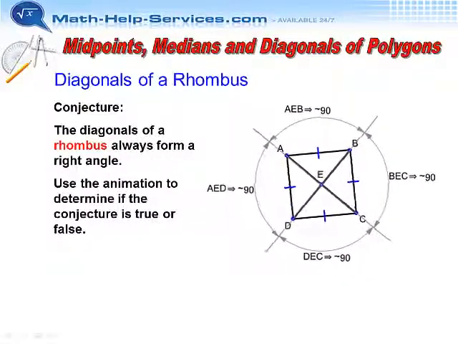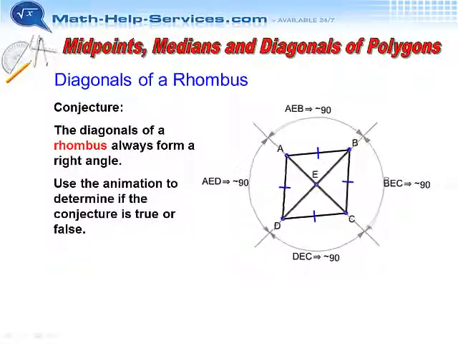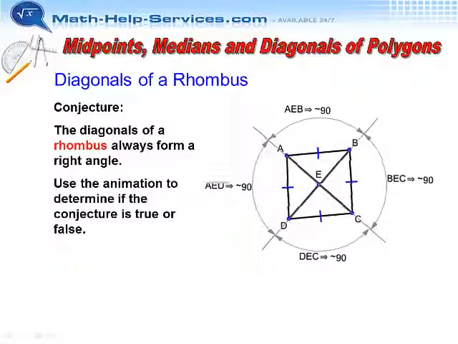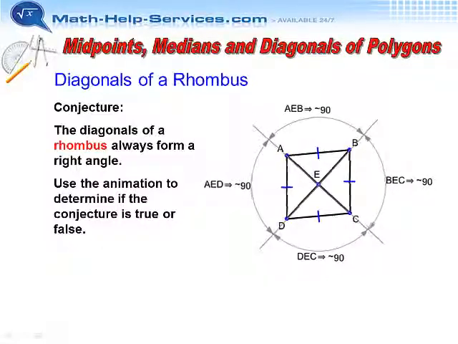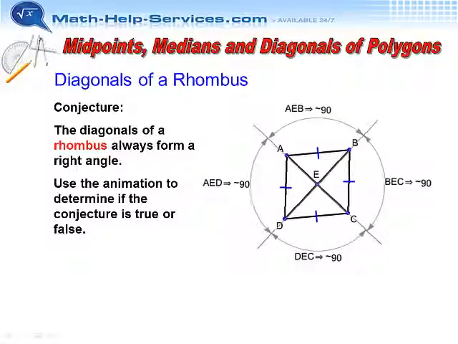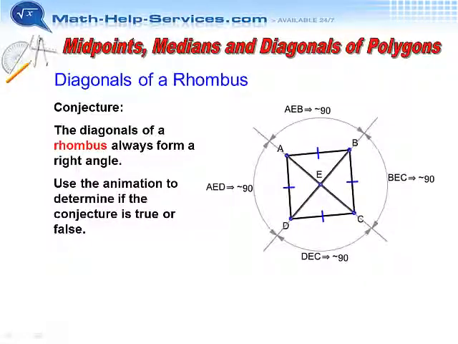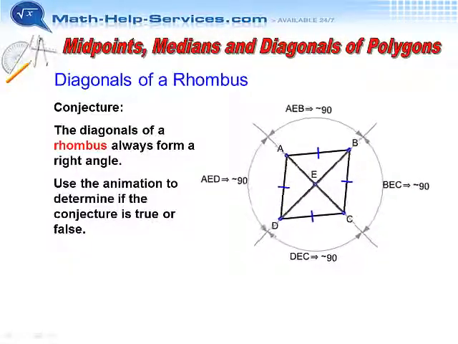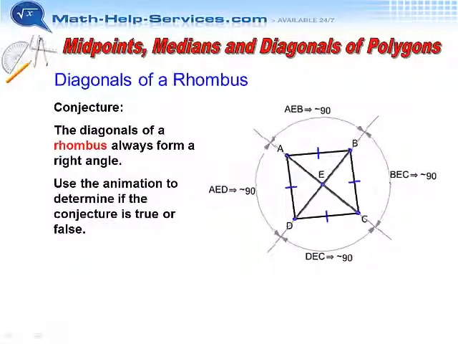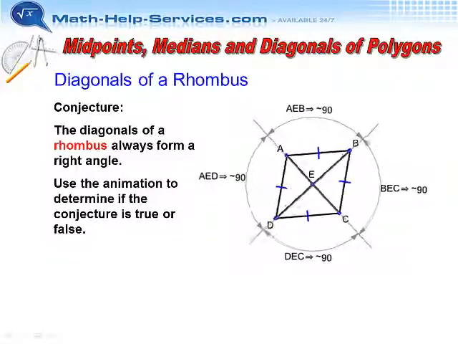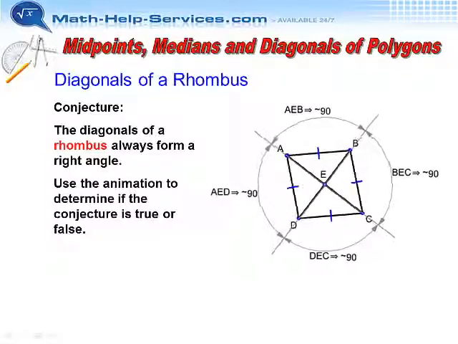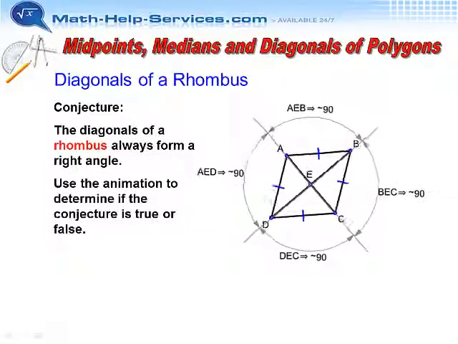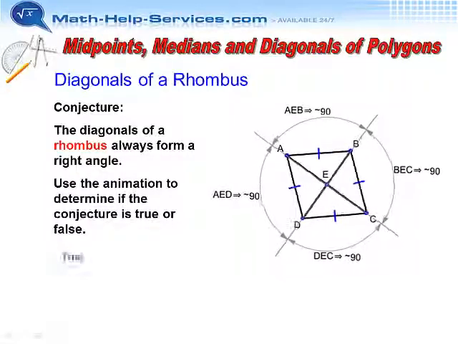Now let's look at the diagonals of a rhombus. Our conjecture is that the diagonals of a rhombus always form a right angle. Use the animation to determine if the conjecture is true or false. Notice the angles are staying at 90 degrees. So this is true.